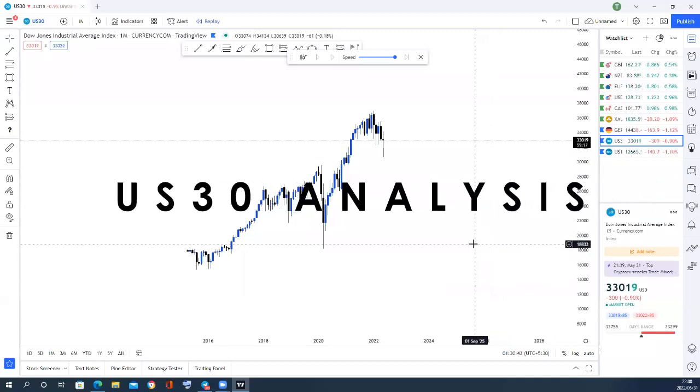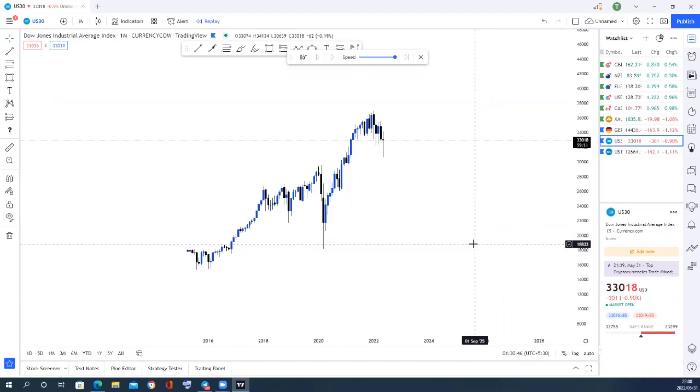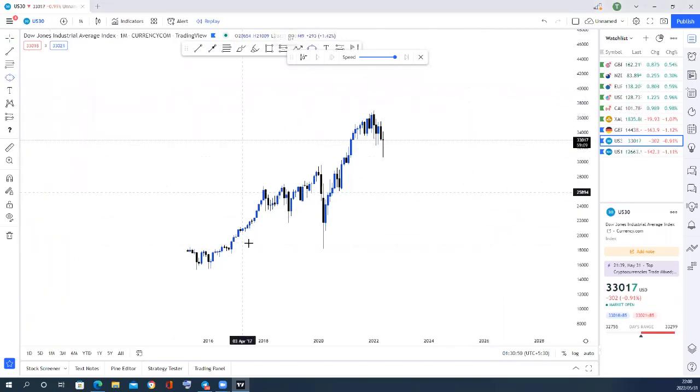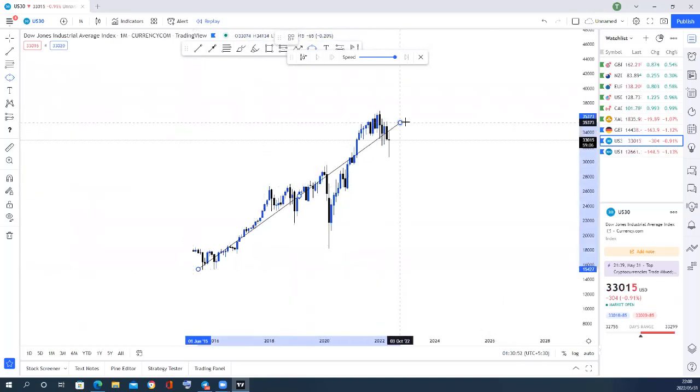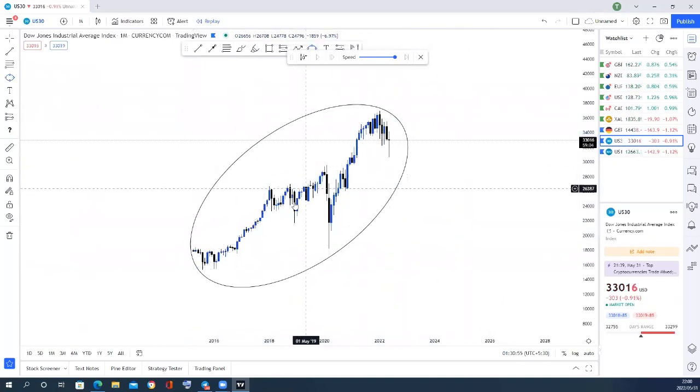Okay, beautiful people, now we're going to be tackling US30. Let's get straight to the point. US30, the same thing. You get yourself introduced to the monthly time frame. What do you see?